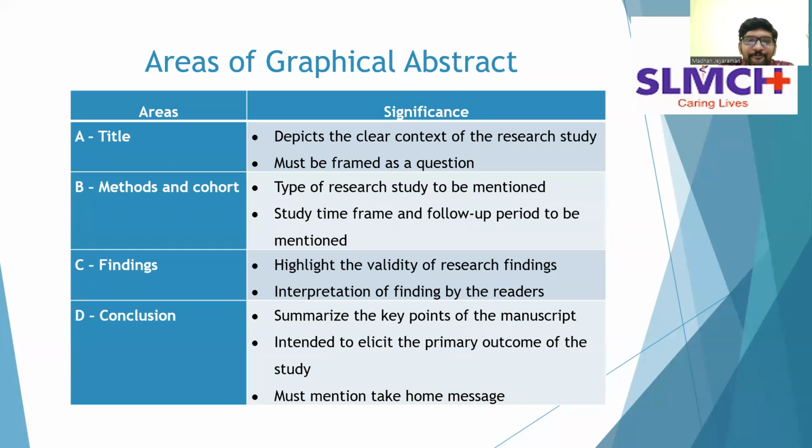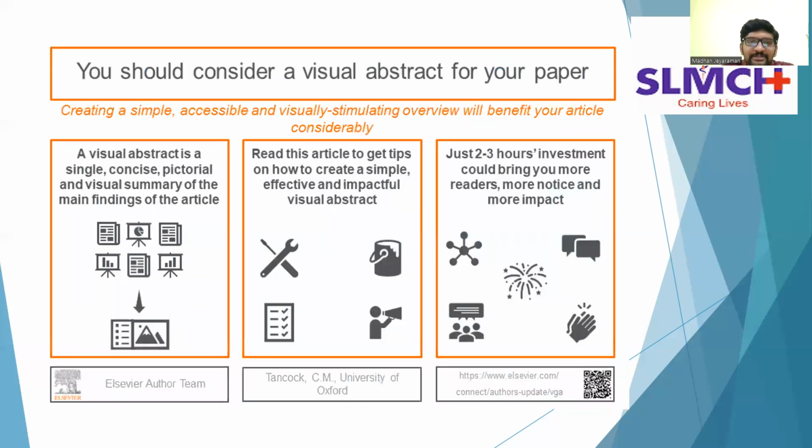A graphical abstract has 4 areas. Area A is the title, area B is the methods, area C is the findings, and area D is the conclusion. So I'll show you an image. This is taken from a website. These are the 4 areas. You should consider a visual abstract wallpaper. This area is area A, where a title has to be kept. Area B is the methods. Area C will be the findings, and area D will be the conclusion. And at the bottom, the subscript of the abstract should be kept for name, designation, and journal logo.